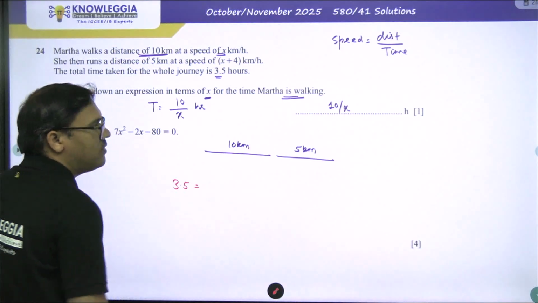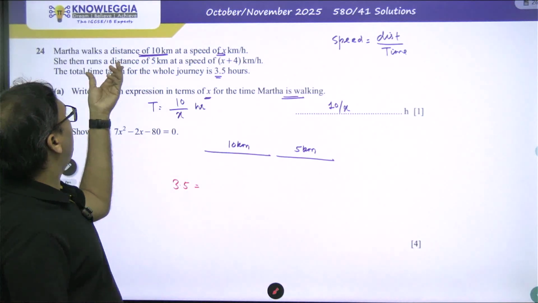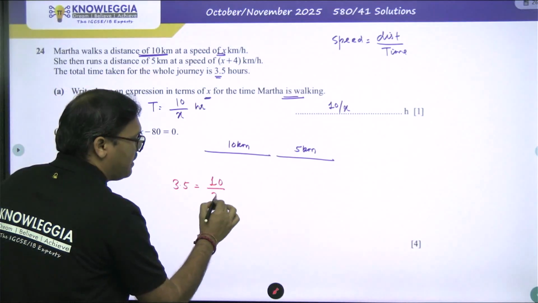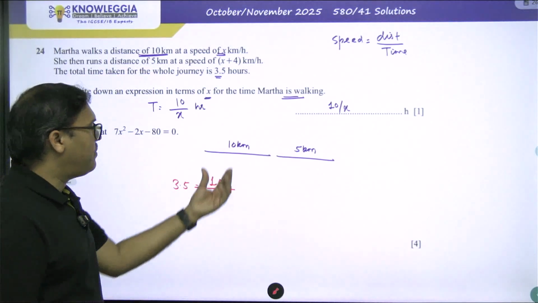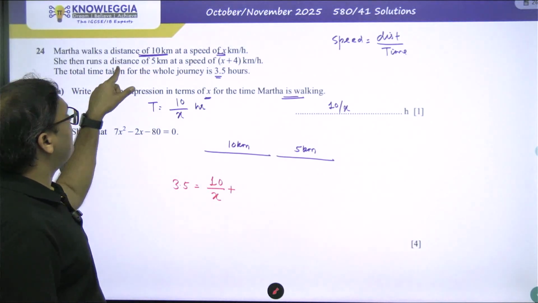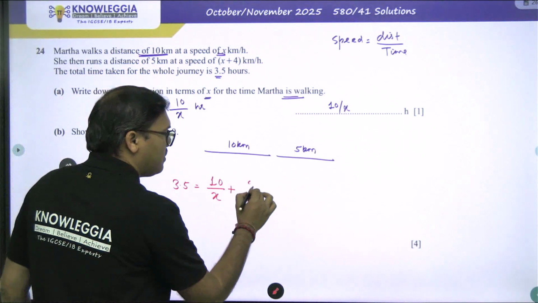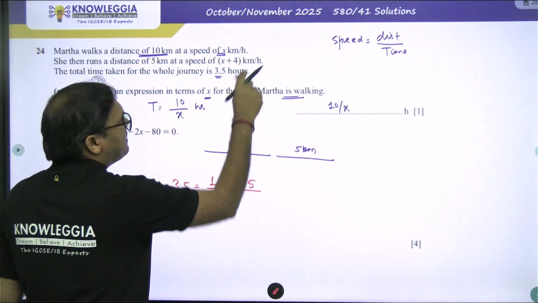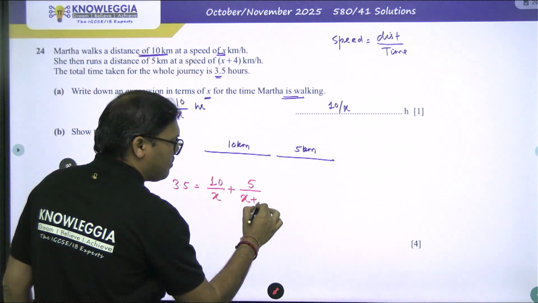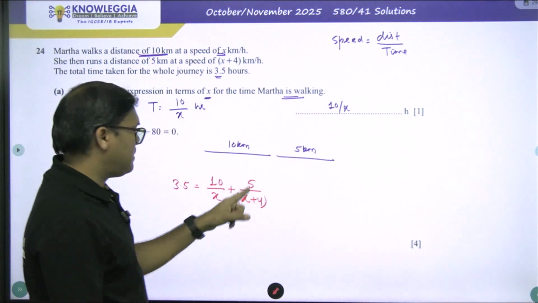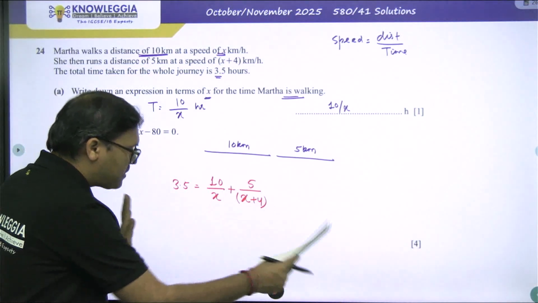This is equal to, what is the time taken for walking? So this is 10 upon x, correct? 10 upon x. And what is the time taken in running? So that is for 5 kilometers she is running. At what speed? That is x plus 4. I hope this is clear. Time taken is equal to distance upon speed. Distance upon speed.